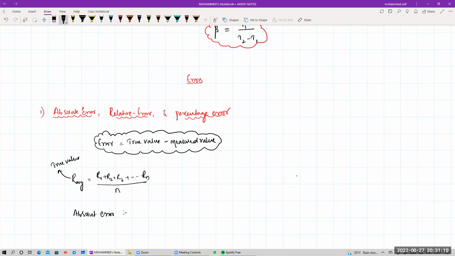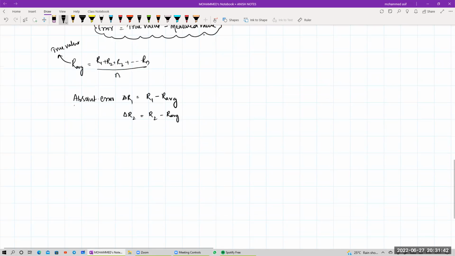Absolute error is represented by delta R. That is the reading of the first one minus the true value, the average. That will give me the absolute error. So delta R2 will be equal to your R2 minus R average. Second absolute error.